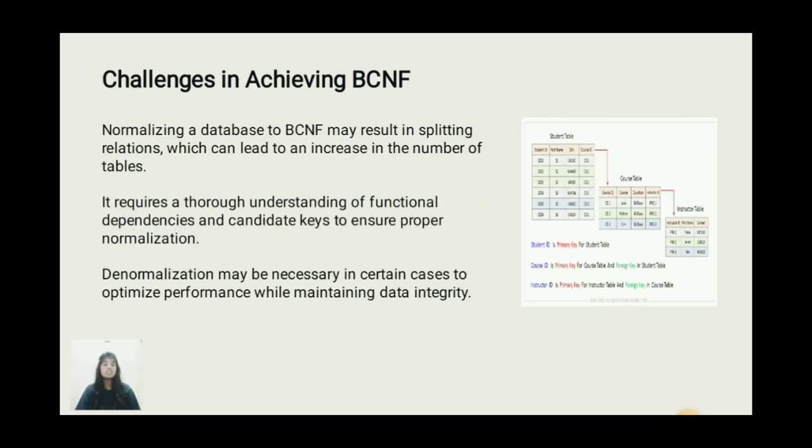Challenges in achieving BCNF. Normalizing a database to BCNF results in splitting relations, which can lead to an increase in the number of tables. It requires a thorough understanding of functional dependencies and candidate keys to ensure proper normalization. Denormalization may be necessary in certain cases to optimize performance while maintaining data integrity.